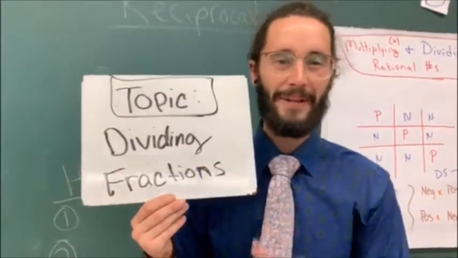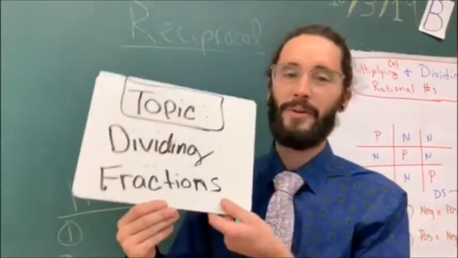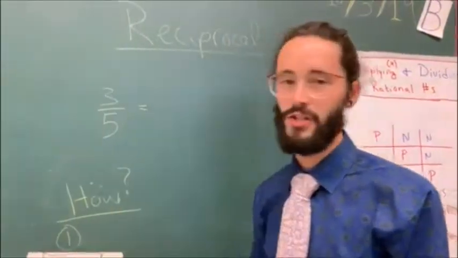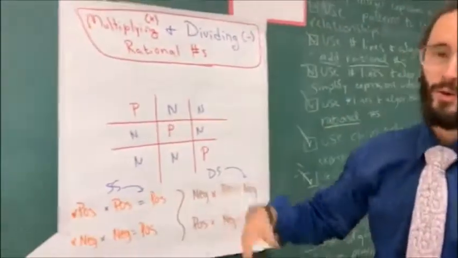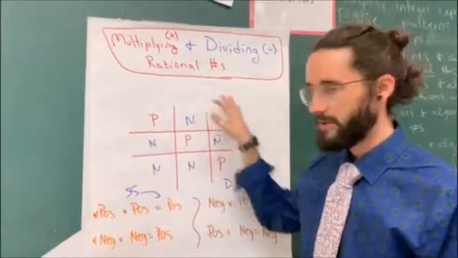CG here. Our topic is dividing fractions that are positive and negative, okay? So to be able to do this, let's take a look at our little cheat sheet board over here, our algorithm, which I've shown you already. Multiplying and dividing have the same rules. You can use this chart to help you out.